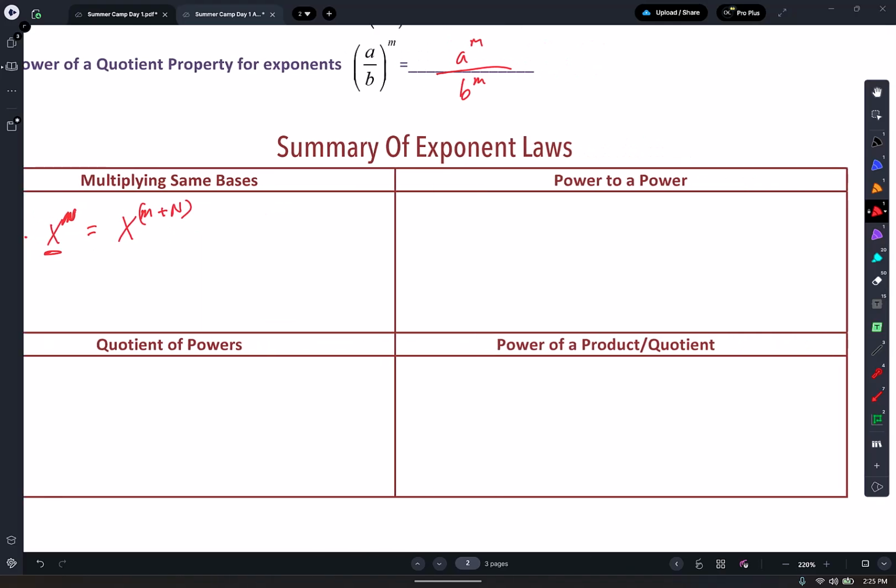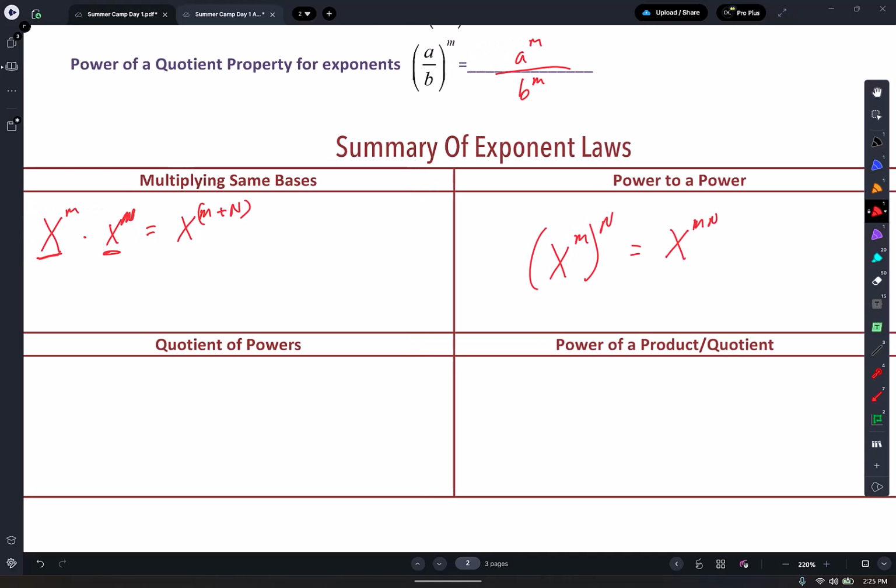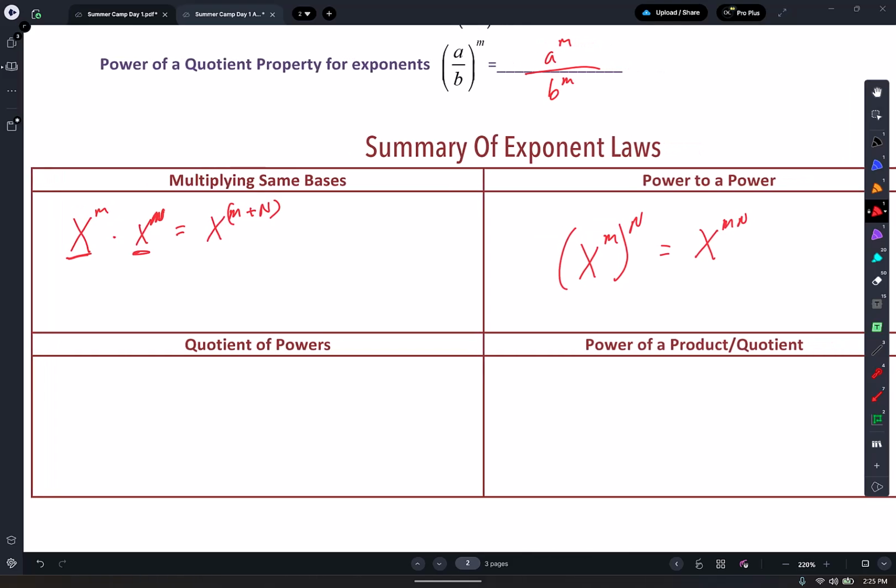Don't worry, guys. We're almost done. Power to a power. So x to the power m, and this is raised to the power n. What do we say we do with that? That one you're going to multiply. X to the power mn. Quotient of powers. Quotient just means divide. X to the power m divided by x to the power n. What do we do? Subtract. X to the power m minus n. And I'll put that in parentheses so you guys can know that's my exponent there.